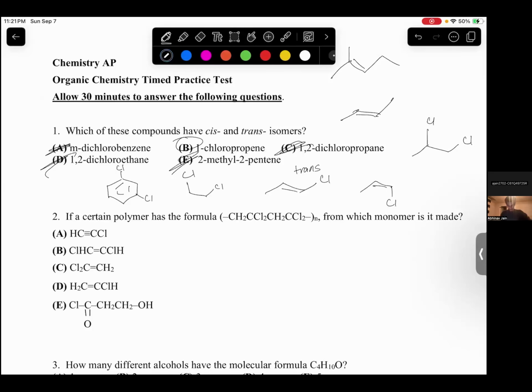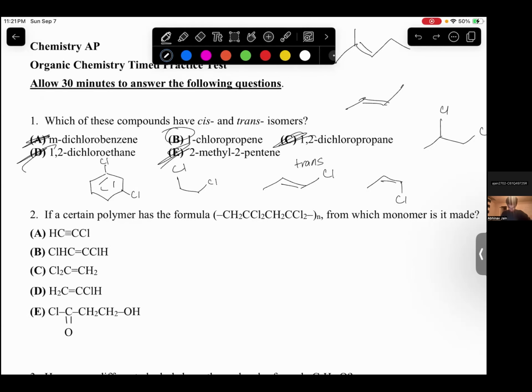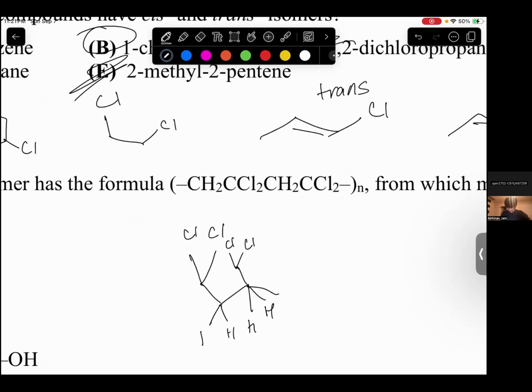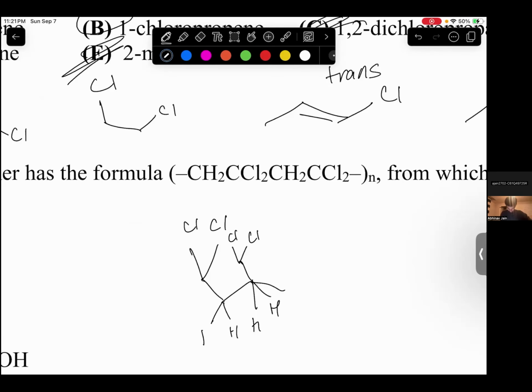Two, if a certain polymer has this formula, which monomer is it made from? So it has this formula. Drawing it out, we can see it looks like this. Then we keep on going like this.